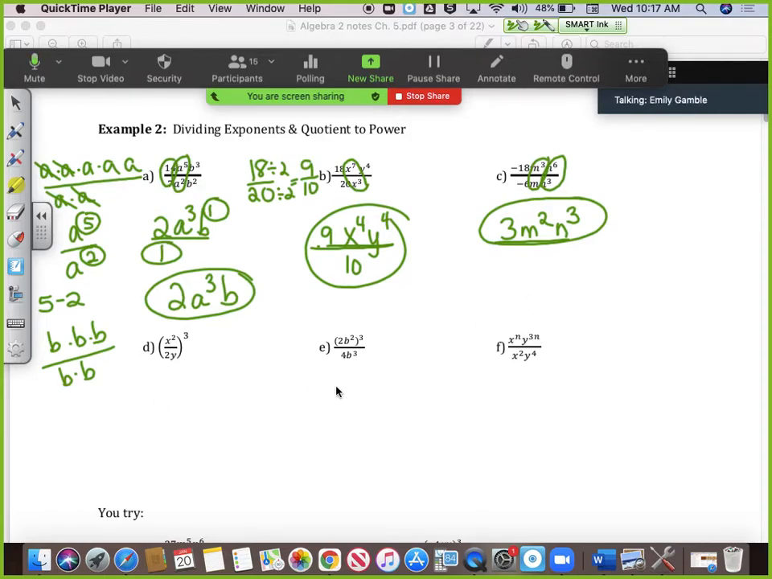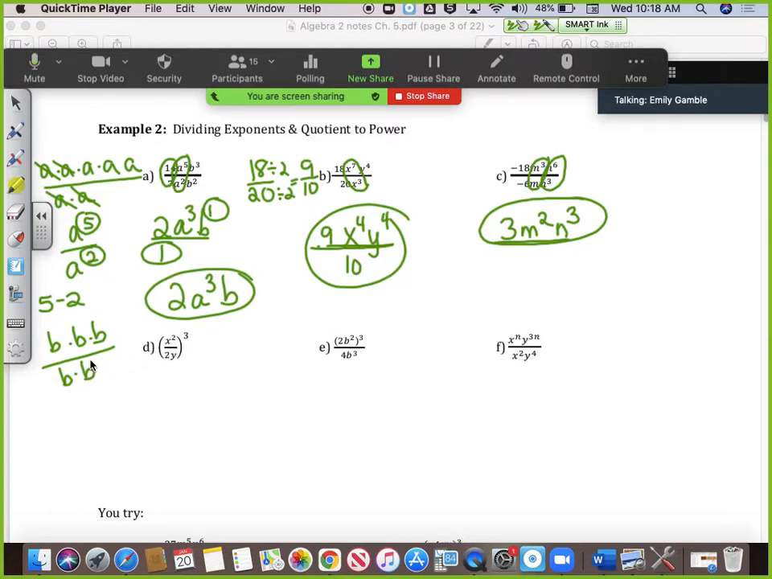All right, and then moving on to the next couple of problems, we have some examples where we will be using not just the quotient rule, but the quotient to a power rule. So in letter D, we have a fraction, which is x to the second power over 2y, all being raised to the third power.